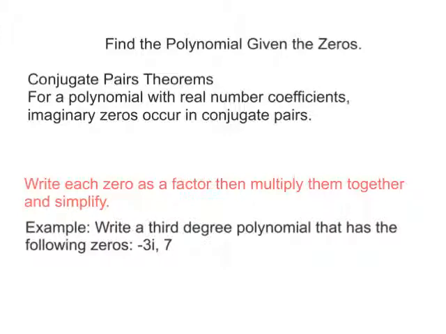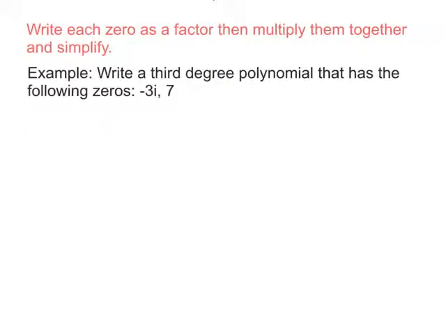So that means that if you have a zero that's in standard form for an imaginary number like a plus bi, its conjugate, a minus bi, is also a zero. Okay? To get a conjugate, you just take the imaginary number and swap the sign on the imaginary part. Okay? So let's see how this works. We're going to look at a couple of these. You'll write each zero as a factor, and then you're going to multiply them together and then simplify what you get. So we've got an example sitting right here.